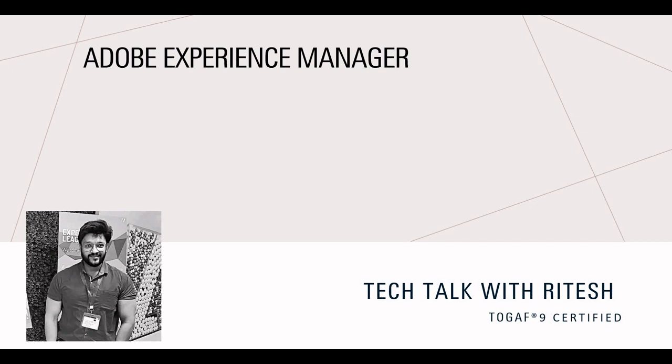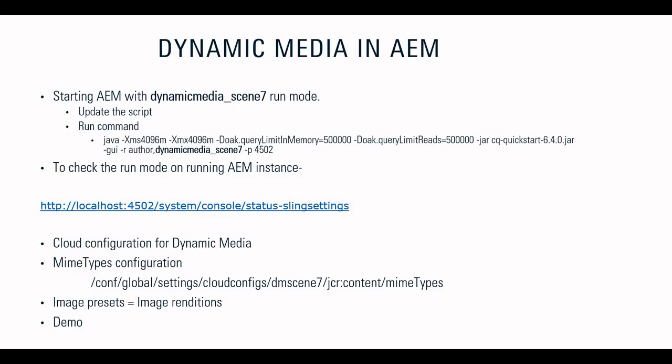Hello everyone. In this video, I am going to talk about dynamic media in Adobe Experience Manager. Basically, dynamic media we used to call the Scene 7 publishing server, where we can host our assets, images, and videos. Rendering-wise, dynamic media will provide the URL, and then we can consume those media assets on the AEM side.